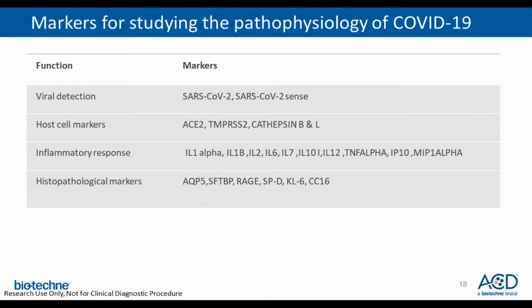Again, the host cell markers, as a lot of you may know, some of the early host cell markers that were studied with SARS-CoV-2 were ACE2, TMPRSS2, and cathepsin B and L. The cytokine storm markers or inflammatory response markers, such as the IL markers, TNF alpha, and MIP1 alpha. And the other thing I mentioned is that a lot of pathologists or scientists also want to look at the actual pathophysiology. So they look at histopathological markers like aquaporin 5, RAGE, and SFTPC in the lung tissue.